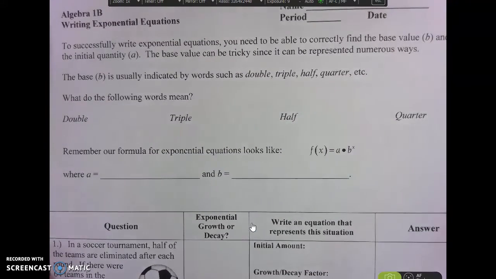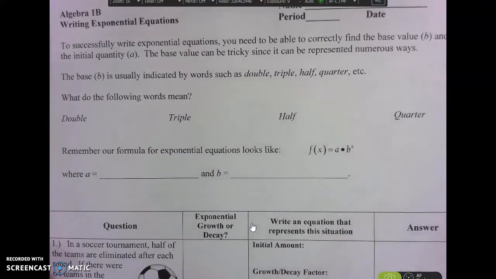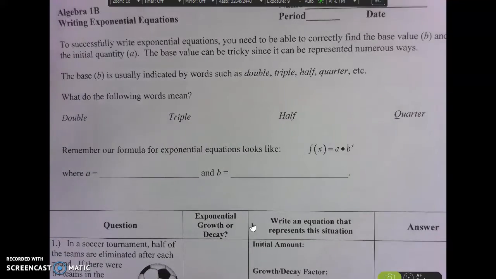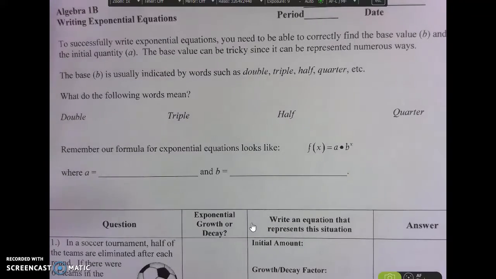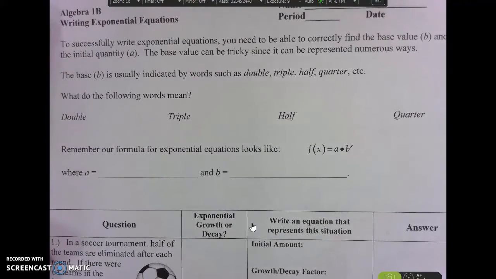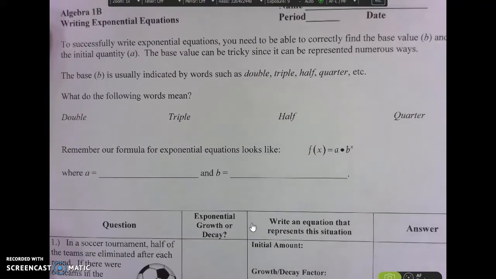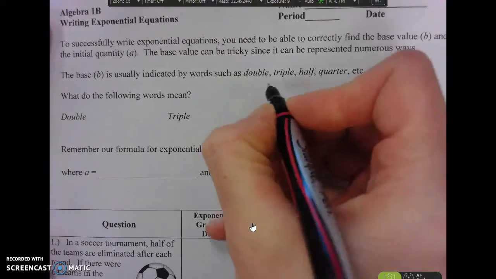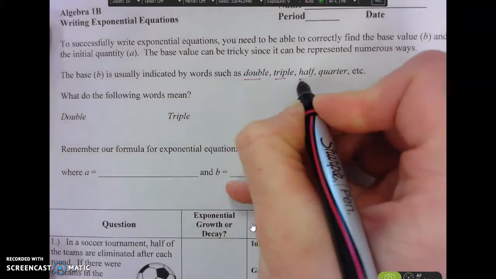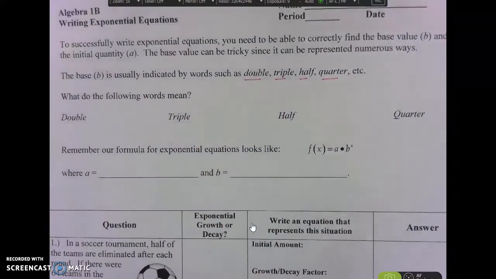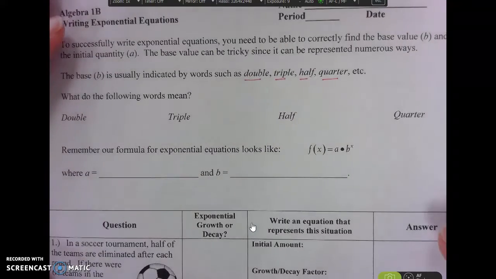But anyways, we're writing exponential equations today. You've actually had a little bit of experience with this, so hopefully it's not too terrible and it's just bringing back things you already know. But before we jump into writing some equations, it's important for us to make sure that we understand some words that we're going to see in there, such as double, triple, half, quarter. Others, there could be quadruple. So what do these words mean?